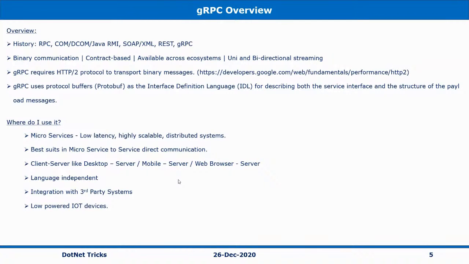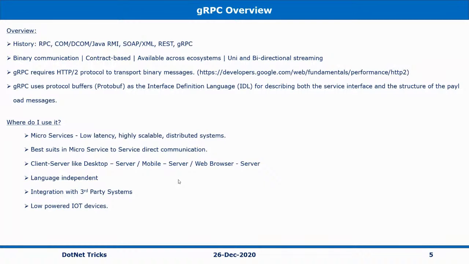And it's available in different ecosystems, we saw that. What this means is you can use different operating systems and different languages. And we have unidirectional as well as bidirectional streaming too. And gRPC by default requires the HTTP/2 protocol to transport these binary messages. And gRPC uses protocol buffers as the interface definition language.